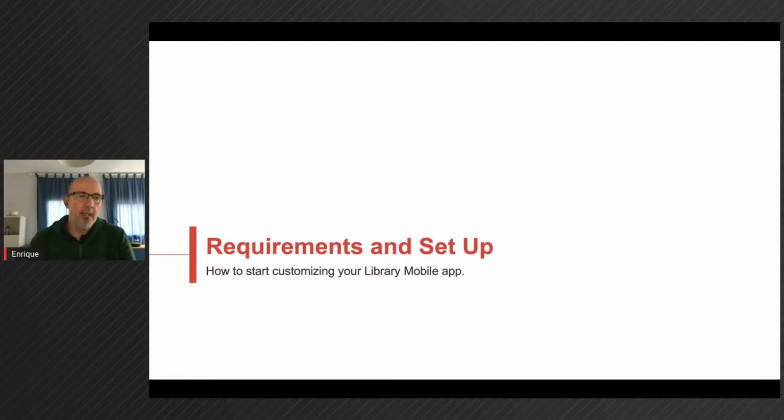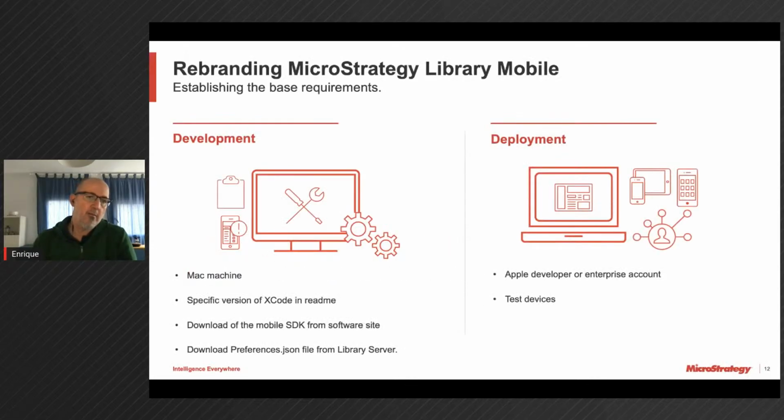Next, we'll see what we need to start customizing Library Mobile. The basic requirements to work with Library SDK are, for the development phase, a Mac computer, the specific version of Xcode to build our customizations. This can be found in the README file that comes with the Library project. The MicroStrategy Library Mobile project from the MicroStrategy download page, and the preferences.json file from the Library server, in case we want to pre-configure the application. We will see this later on.